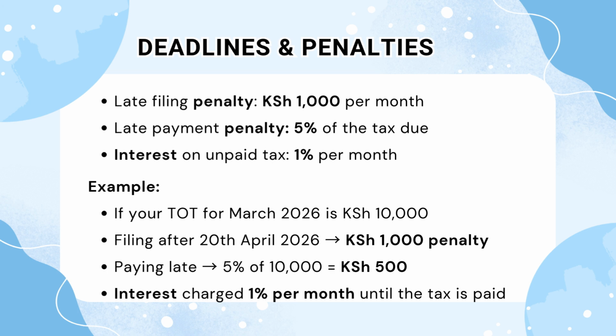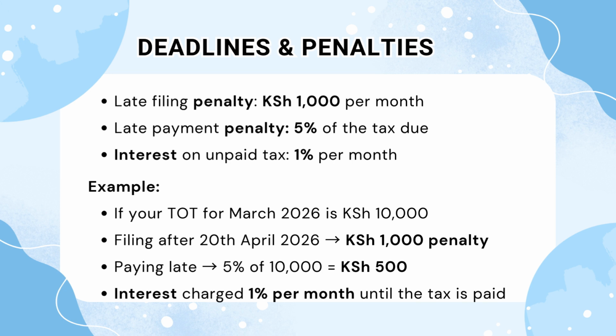That is a penalty. Number two, if you pay late, now this is paying, not filing. If you pay late, for example, you file on time, but you pay later than 20th, there is a 5% penalty on the amount due. So if your TOT for March is 10,000 shillings and you pay after April 20th, KRA will add 500 shillings as a late payment penalty.